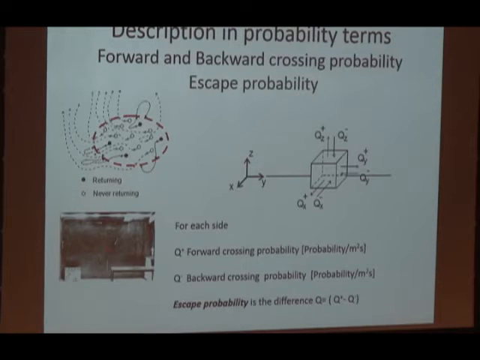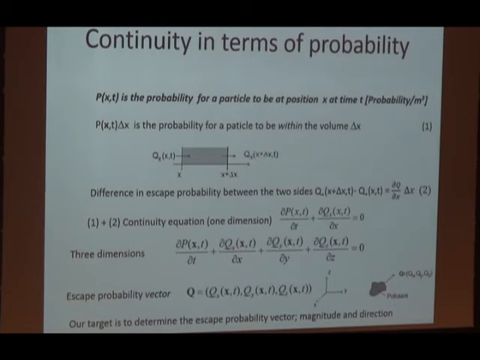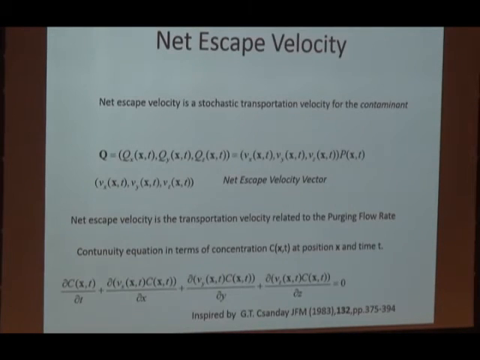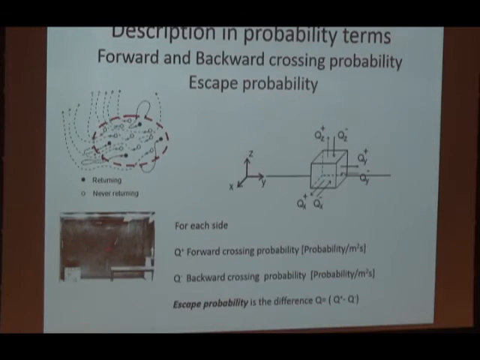To define this, you have this control volume, with sides that are crossed in the positive direction and the negative direction. They call it forward crossing probability, and also backward crossing probability. And at each side, we take the difference between forward crossing and backward crossing. That's the escape probability, the probability to escape out of that side from the volume.